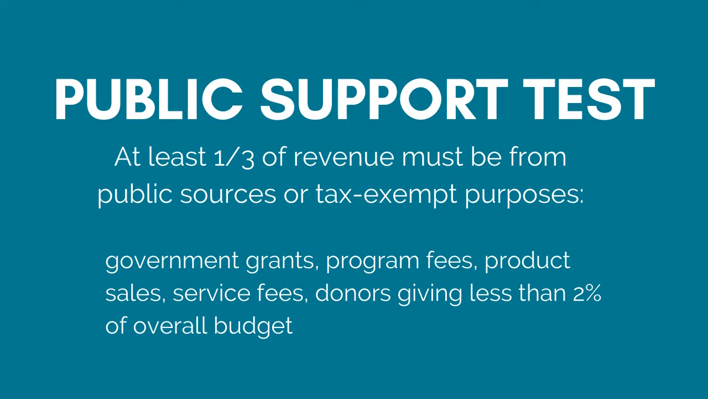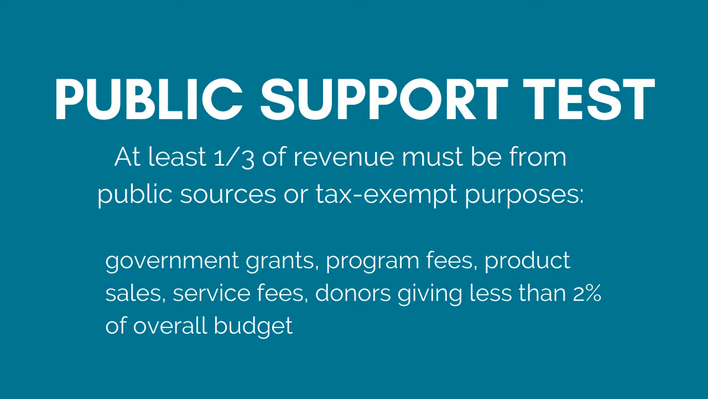providing you funding for your organization. The public support test is basically that at least a third of your revenue, so 33%, has to come from either a public source or money you earn from your exempt purposes. Examples of that could be a government grant, or money you earn from membership fees, product sales, service income, or individual donors. But if individual donors give more than 2% of your overall budget, they will not count as public support. So you can only include individual donors who give a small amount, which is 2% of your overall budget.